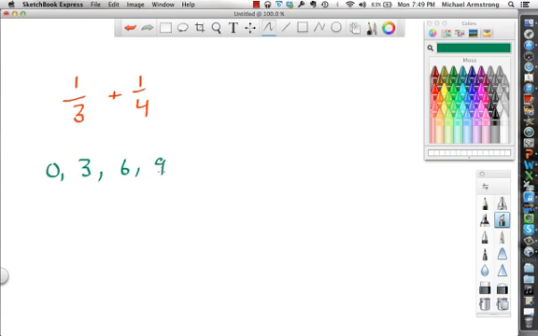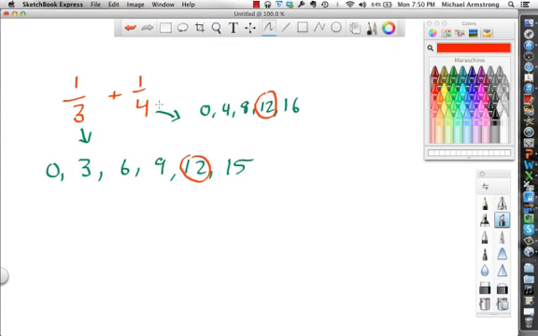12 and 15. That's the multiples of 3. The multiples of 4 are 0, 4, 8, 12, 16. And if I circle the ones that are in common, there's a 12 and there's a 12. So 3 and 4 both go into 12.